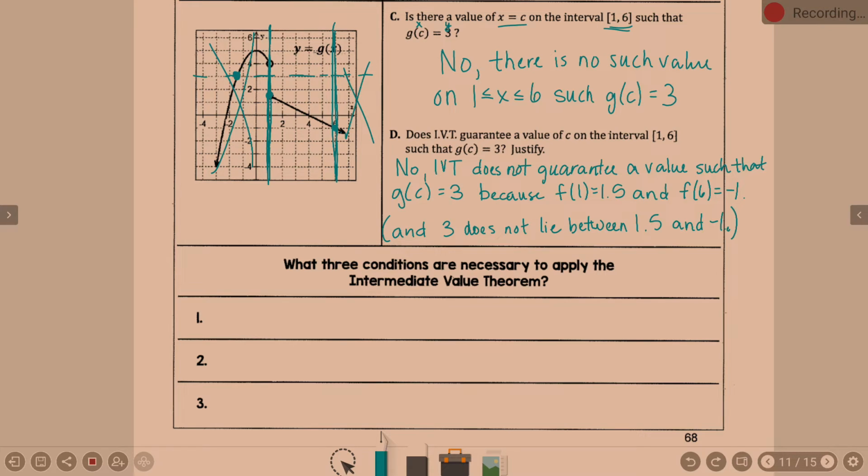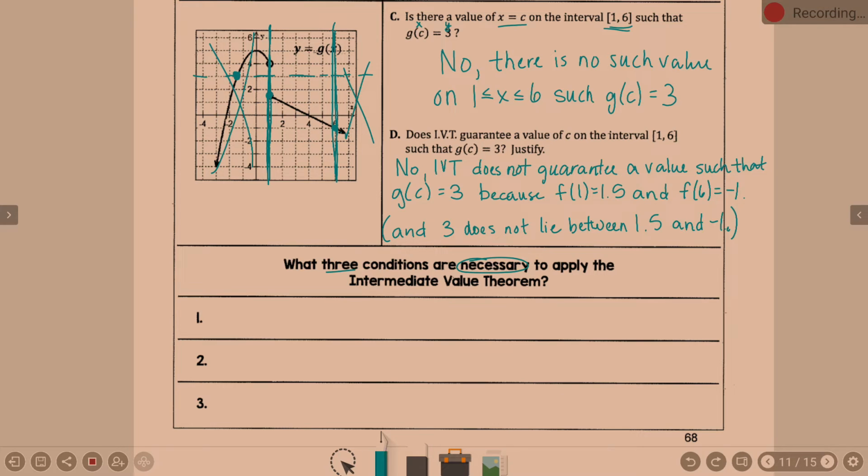Okay. When you're ready, this may require some looking back. We need three conditions that are necessary to apply the intermediate value theorem. So I'm looking for three conditions that are necessary. We've already talked a little bit about it today. What's one? A continuous function on an interval cannot skip values.